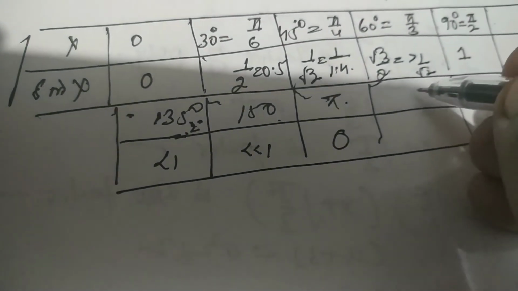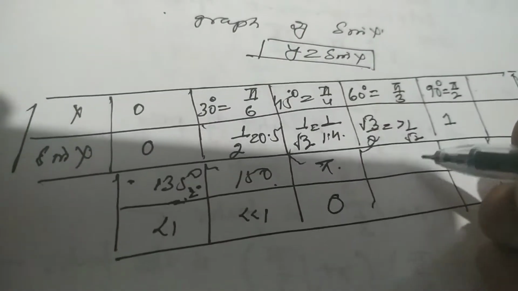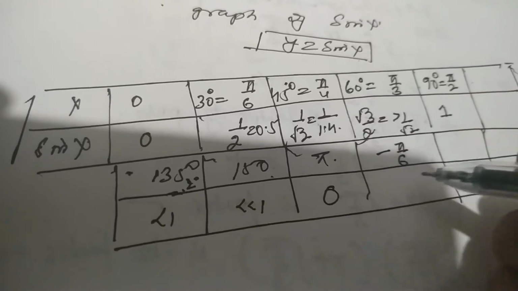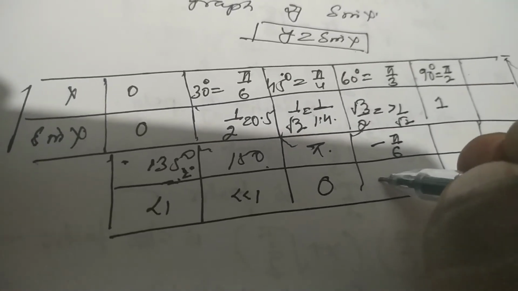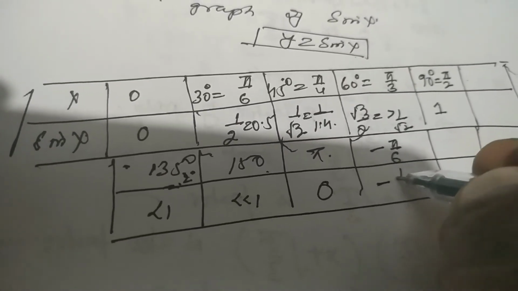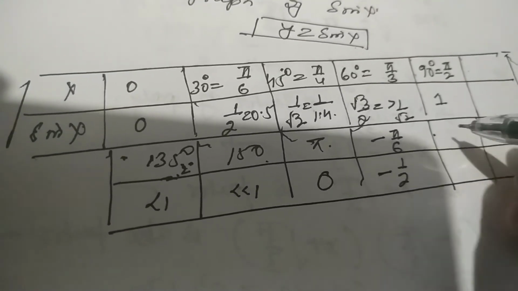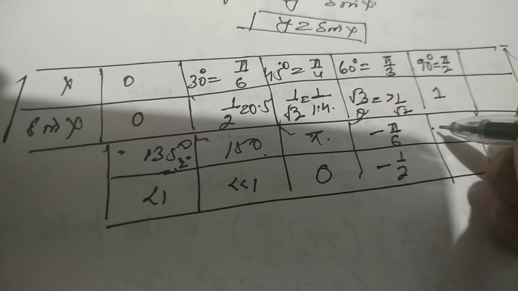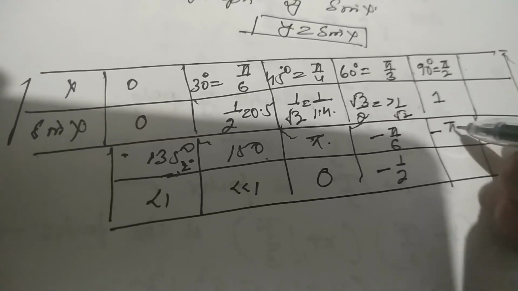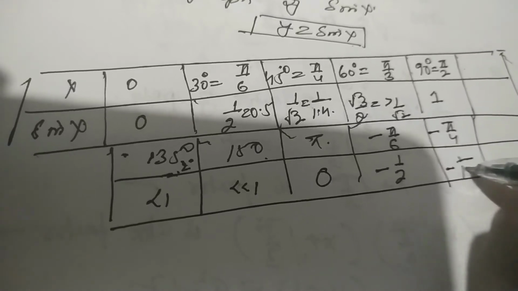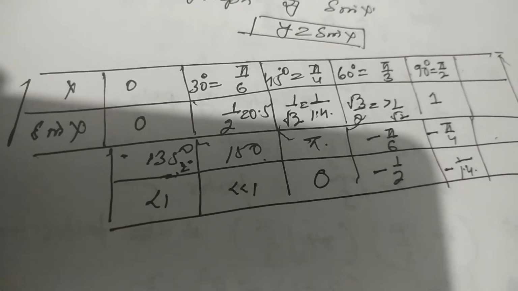And if you look at the negative values, this is minus π by 6, which lies in the fourth quadrant, and the value is equal to minus 1 by 2. And this is minus π by 4, which is equal to minus 1 upon 1.4 approximately. And so on.